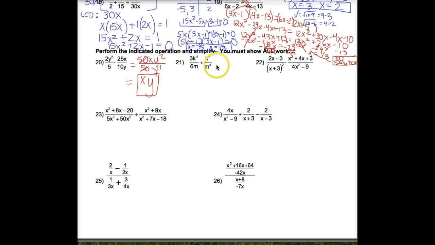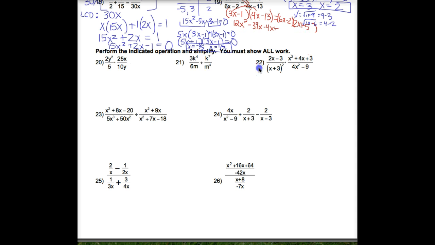Over here, this is division, so I'm going to change that to multiplication by the reciprocal. So m to the 4th over k to the 7th. Scratch that out so I don't get visually confused. So now multiply across, so that's going to give me 3 k to the 4th, m to the 4th, over 6 m k to the 7th.